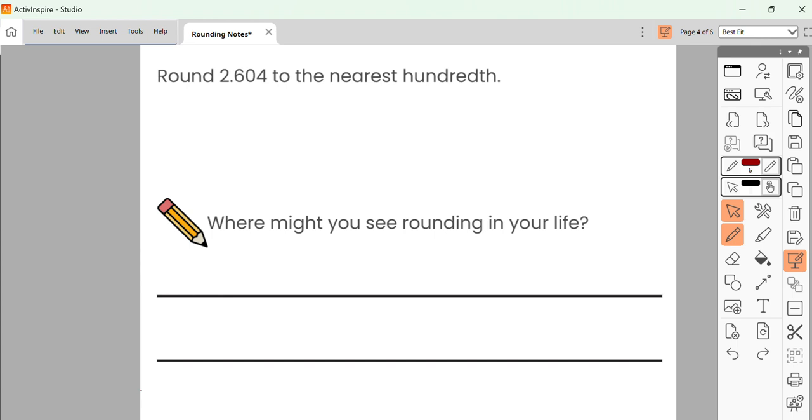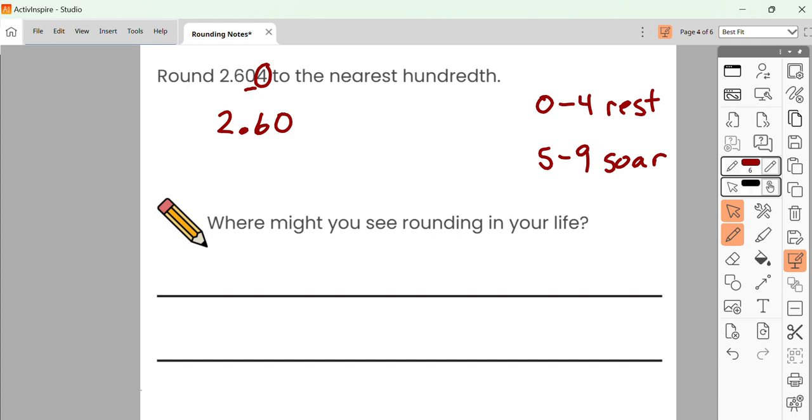The next one is 2.604, and we're rounding that to the nearest hundredth. So let's underline the hundredths place. We're going to go to the next step, circle the digit to the right. And again, we remember, if it's 0 through 4, we let it rest. 5 or more, we're going to let it soar. So that's a 4, so that means it rests. So it's 2.60.